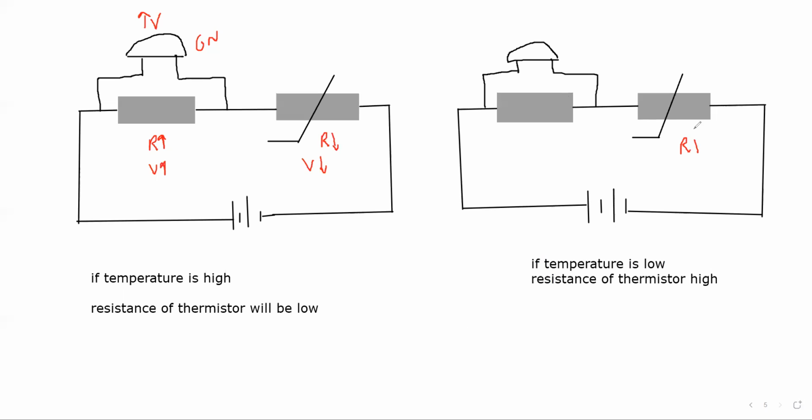If temperature is low, the resistance of the thermistor will be high. In comparison, the resistance of the fixed resistor will be low. So less voltage across the fixed resistor, more voltage across the thermistor. And if less voltage across the fixed resistor, there is a small amount of voltage drop across the buzzer or the bell, and it will be off.